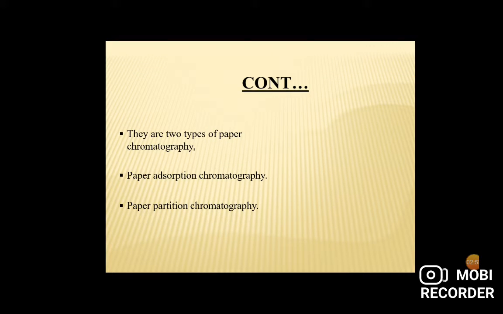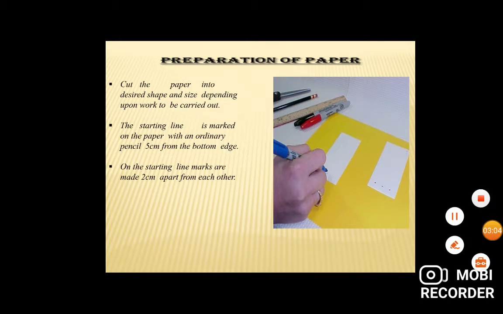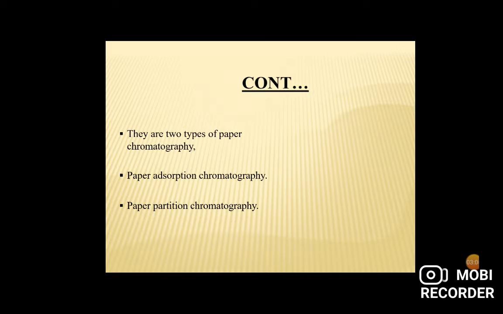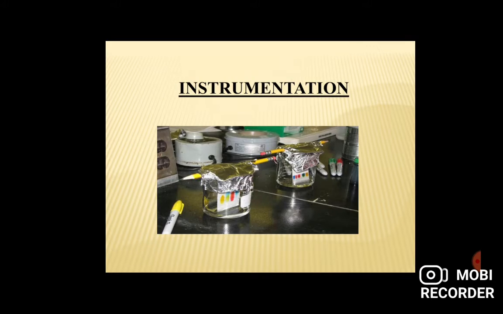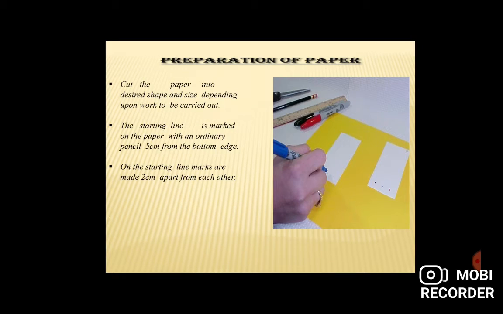There are two types of paper chromatography. The first one is paper adsorption chromatography. The second one is paper partition chromatography. This is the instrument of paper chromatography.